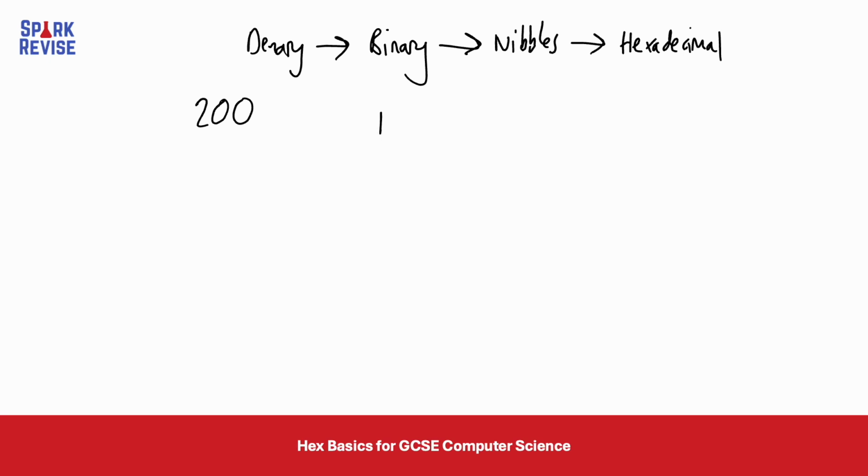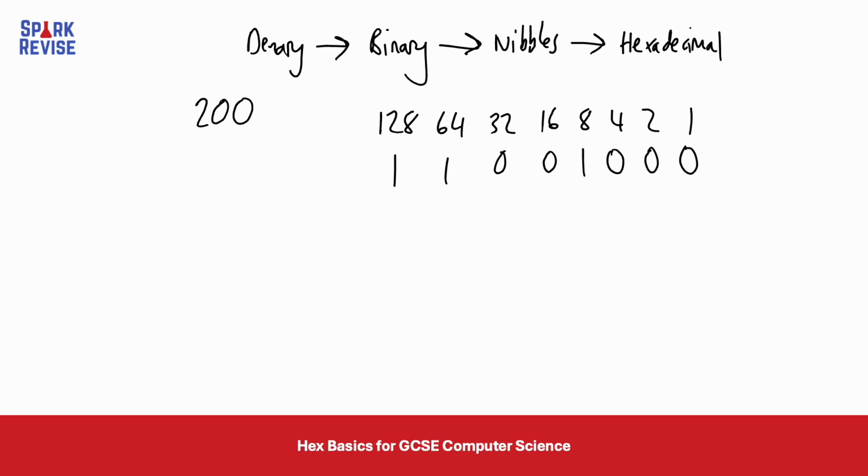Well, we're just going to write out our conversion table. Split 200 into this. So that gives us 11001000. So then we're going to split that down the middle into nibbles, convert each of them back into denary and then into hexadecimal. So this would be 8 plus 4, which equals 12, and this would be 8, which equals 8. Then convert each into hexadecimal.